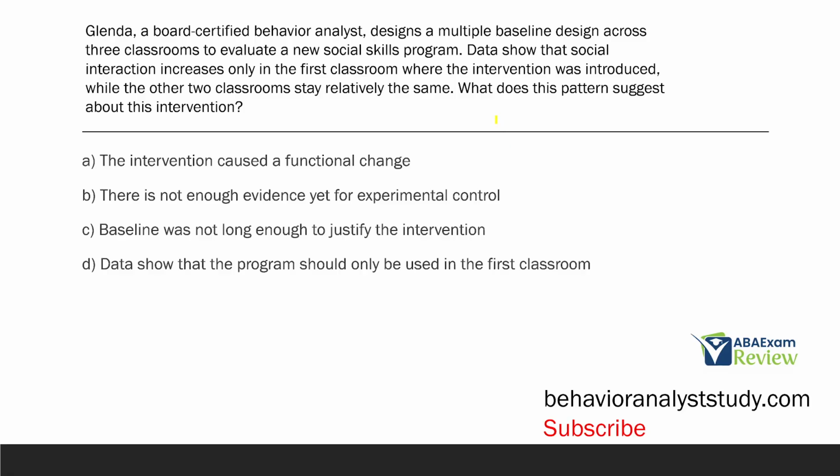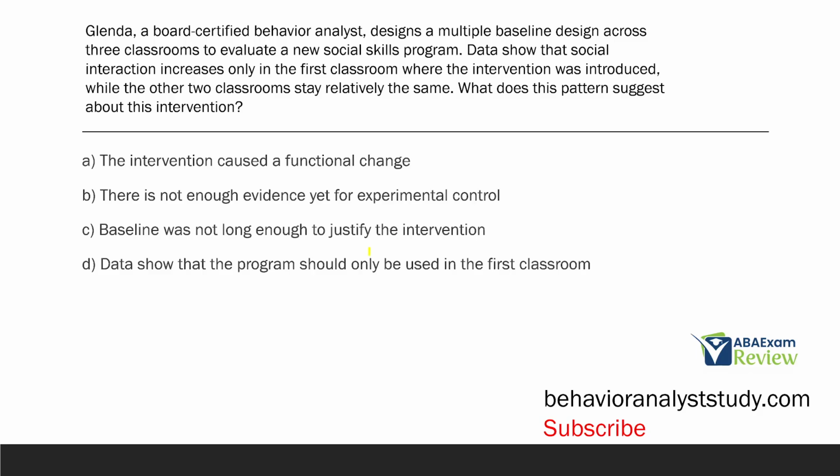So we have an experimental design question, and there's a few things you want to key in for experimental designs. The most important thing really is how do we demonstrate functional control or experimental control with each experimental design. You want to understand that. 2, you've got to be able to read the data. And 3, you've got to be able to understand a question like this where no data are presented, but you still have to understand what is happening in the design.